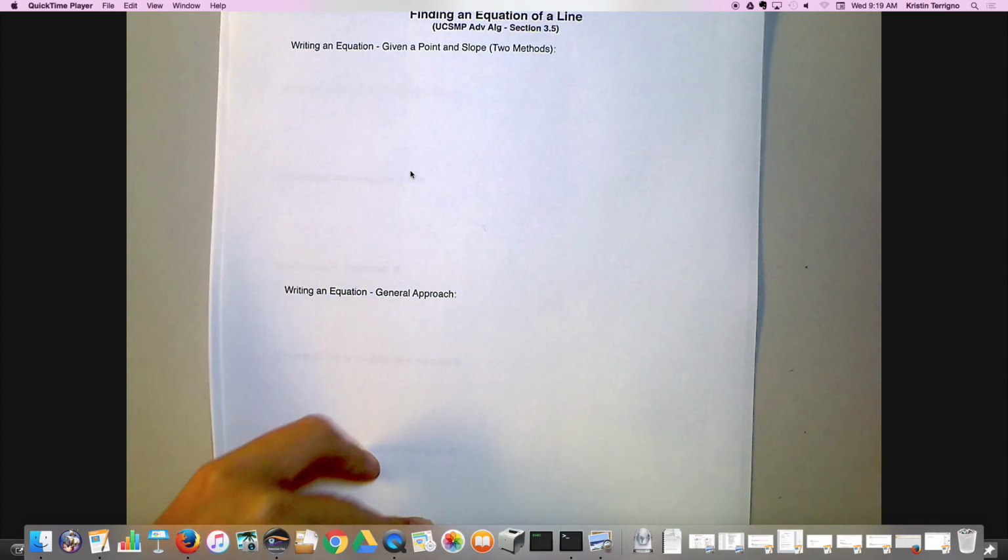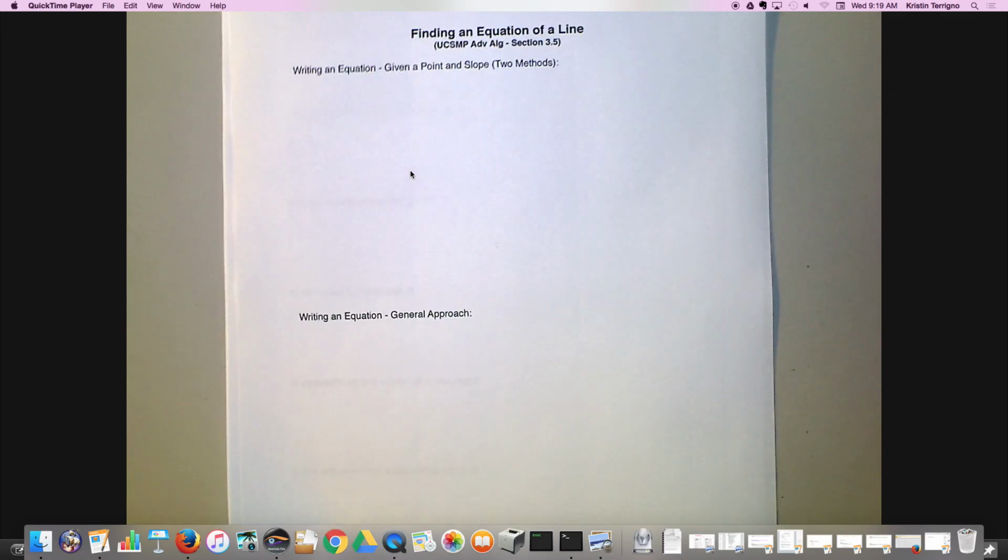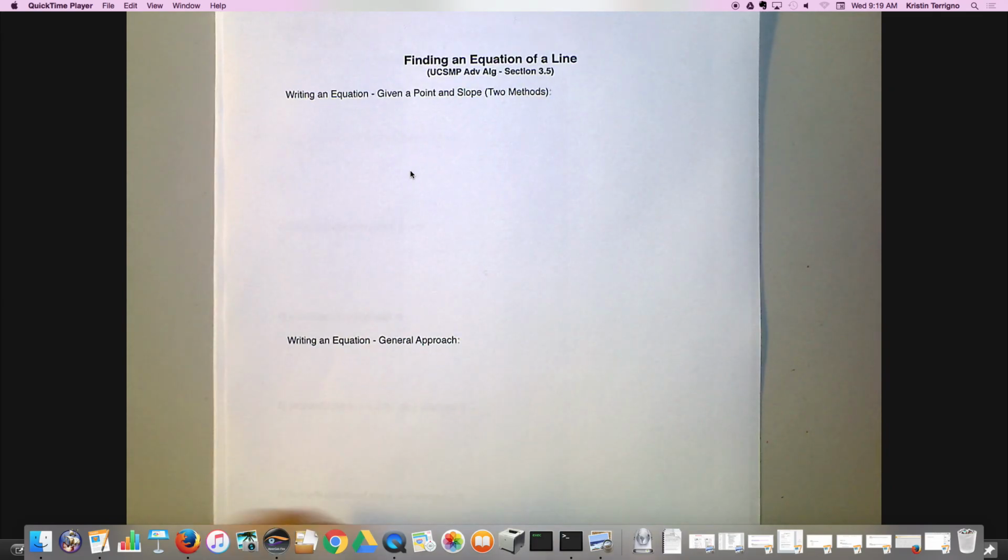So today we're going to talk about writing the equation for a line given information other than just a slope and a y-intercept. Like we've done before where I give you an m and a b and you just have to put them in the right places in the equation for a line. Okay? But today we're going to be looking at a bunch of different combinations of things.